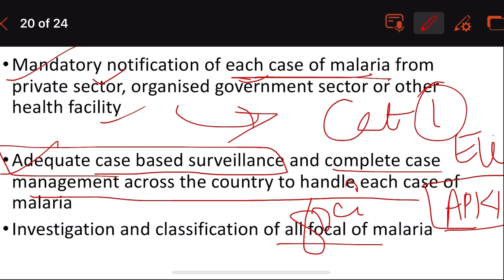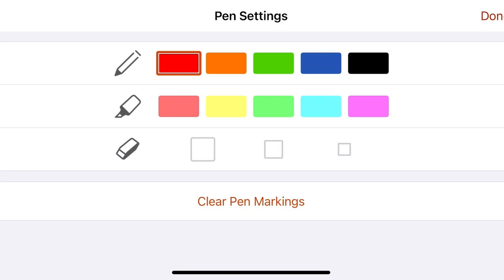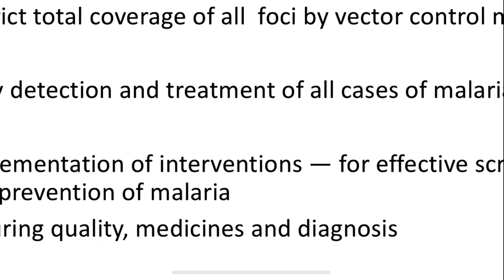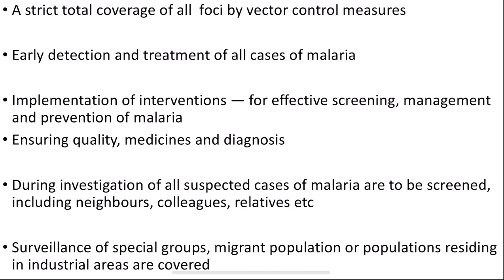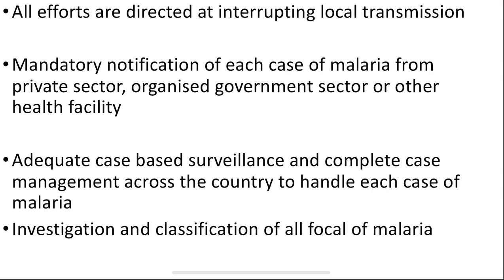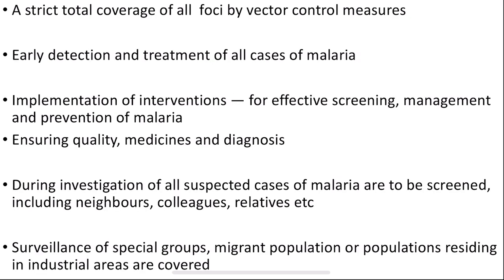By performing these investigations and field visits, we need to classify all these foci of malaria, and the total coverage of the foci can be given by the vector control measures. You can see in the next slide, a total coverage of the foci will be given by the vector control measures. We saw the various vector control measures, like residual spraying and providing bed nets. So now we are in the elimination phase. Any disease that comes up, we notify it. We perform this case-based surveillance, investigate all the cases, classify the foci of malaria, and perform a strict total coverage of the vector control measures, because the vector needs to be controlled so that the transmission can be interrupted. So the strict total coverage of the foci.